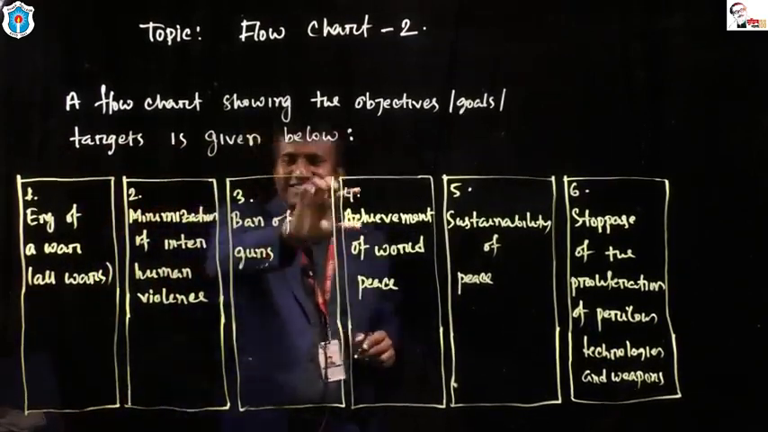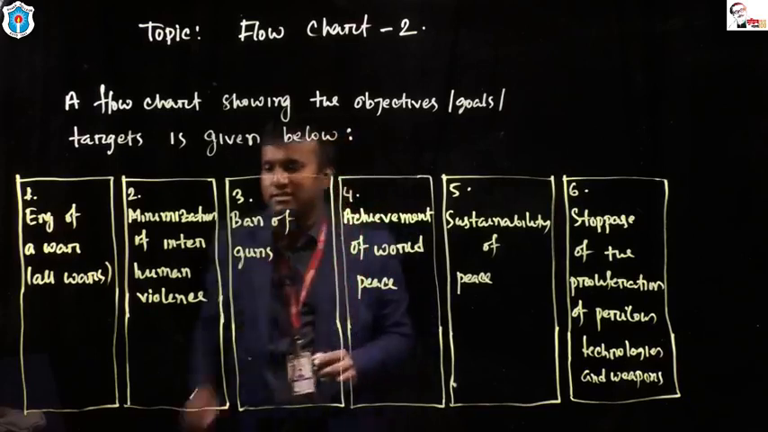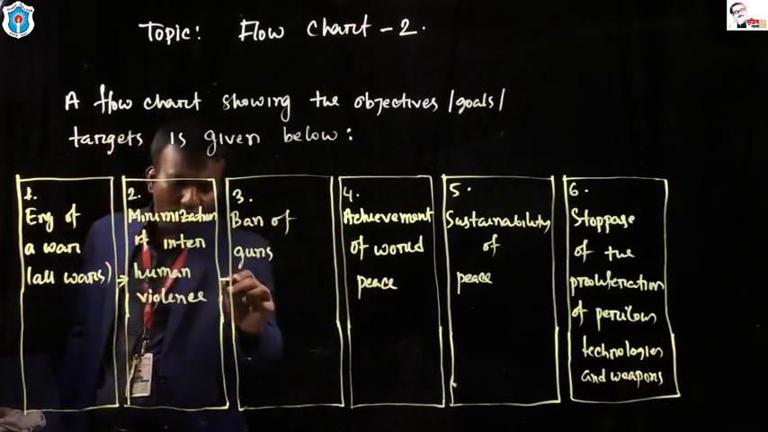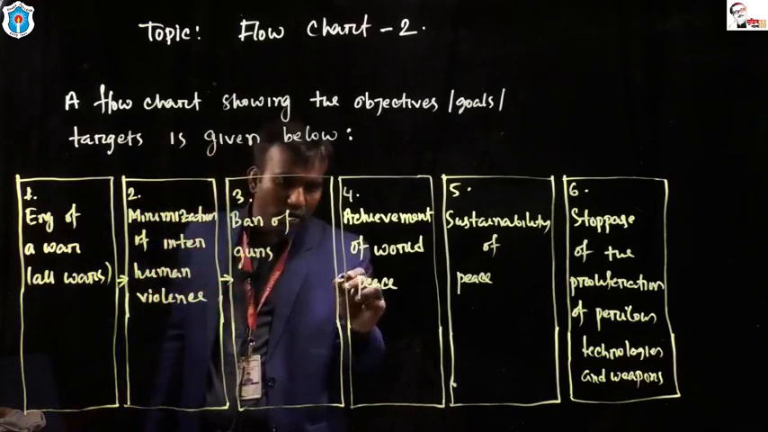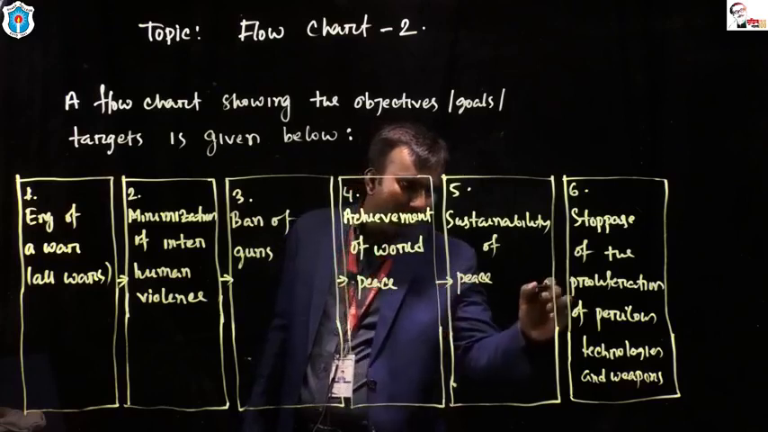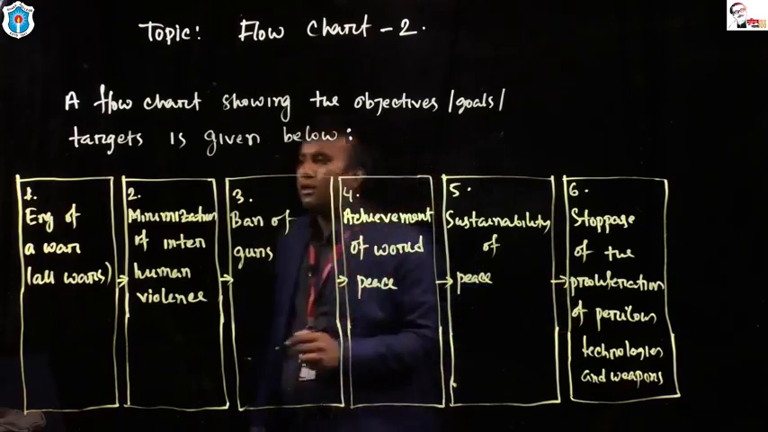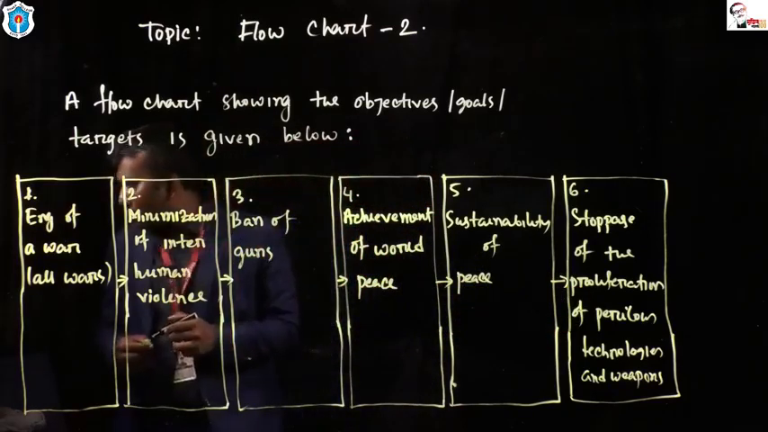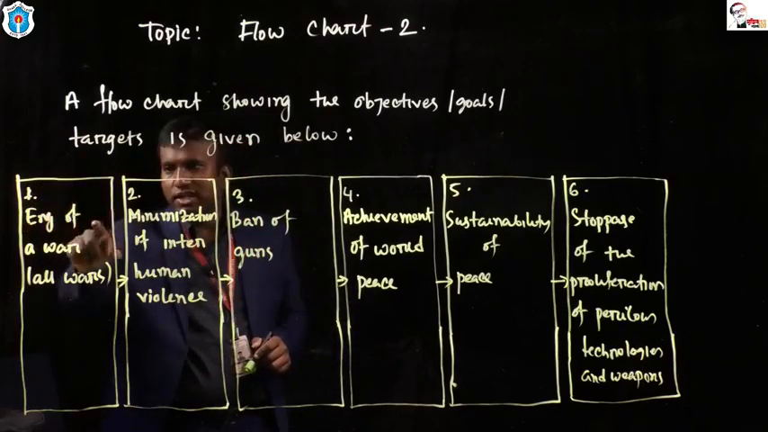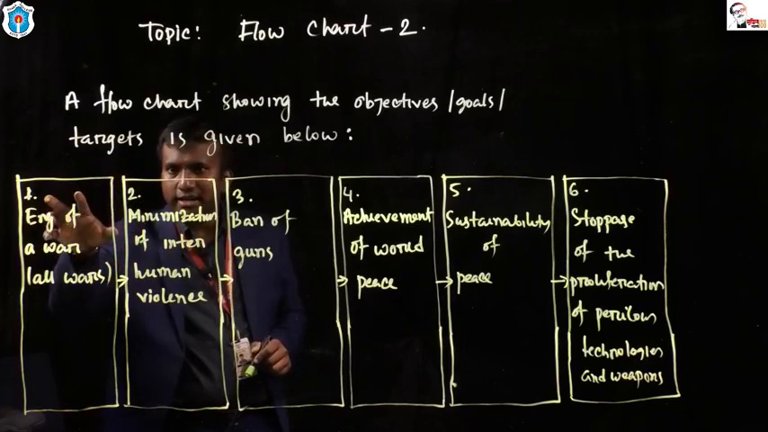I have drawn six boxes. Inside six boxes there are six answers. Don't forget to use arrow. If you don't use arrow, you will get 0 out of 10. Okay, dear students, there are some rules and regulations that you need to follow. You are requested to give numbering inside the box.